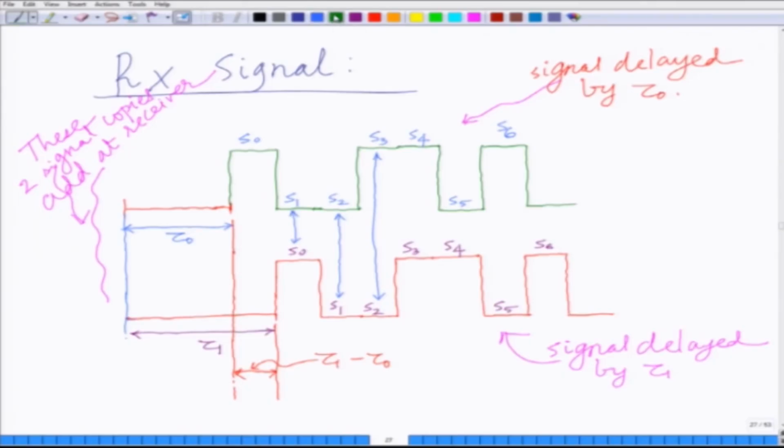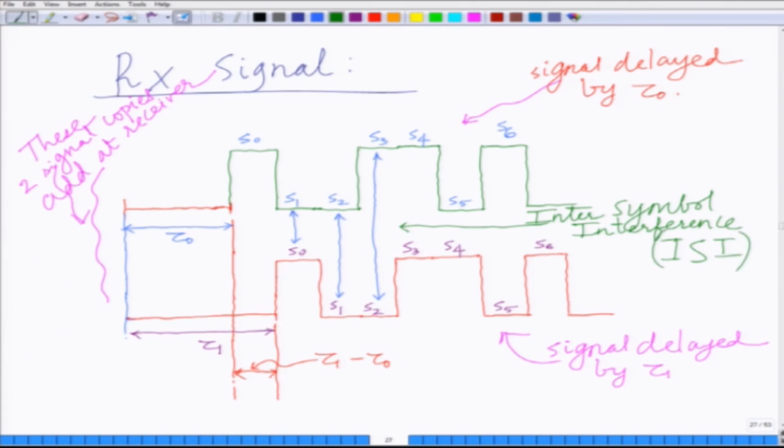So, this phenomenon where these different symbols are adding up is precisely termed as, or it is also denoted by, ISI. So, this phenomenon is denoted by ISI. Now look at this, when is this happening? When tau 1 minus tau naught, that is the relative delay between these two signal copies, is greater than the symbol time, that is T.